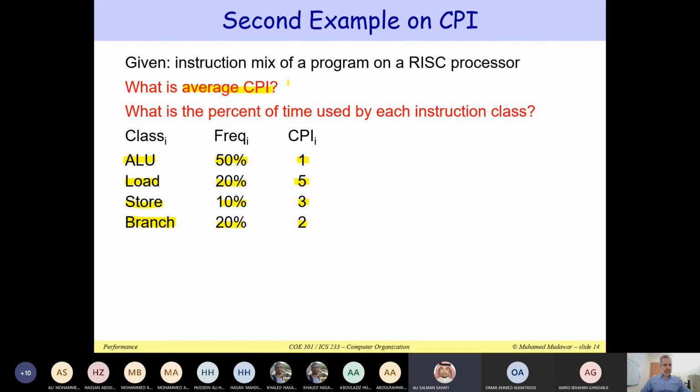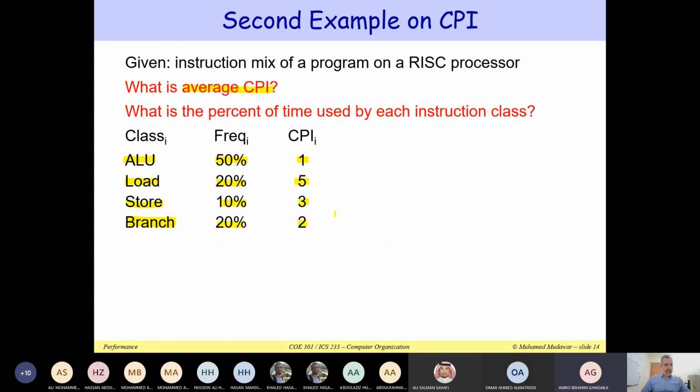First, we need to multiply the CPI by the frequency and take the sum. Right. So this is a weighted average. Now someone will say that let us just add 1 plus 5 plus 3 plus 2 and divide by 4. Is this correct?